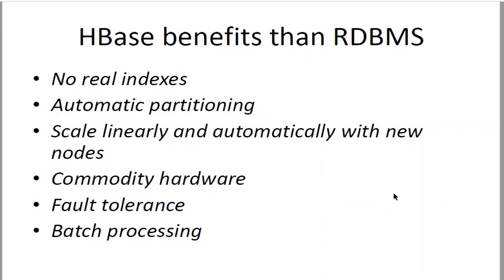So automatic partitioning is not possible in the RDBMS. And here it scales linearly and automatically with new nodes. So whenever you add a new node, that is, whenever you increase the scale, it obviously supports everything. And commodity hardware can also be included in HBase, and new hardware, and the entire architecture, everything can be used in HBase. And fault tolerance, so it is highly fault tolerant in nature, and it supports batch processing. In the real-time databases, we talked about real-time data processing, but in addition to that, HBase will be supporting batch processing also.